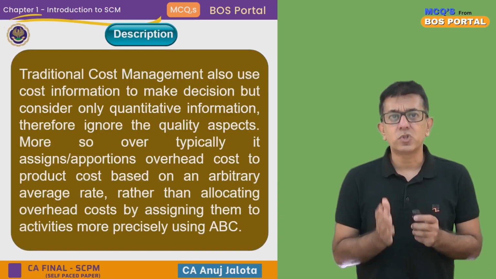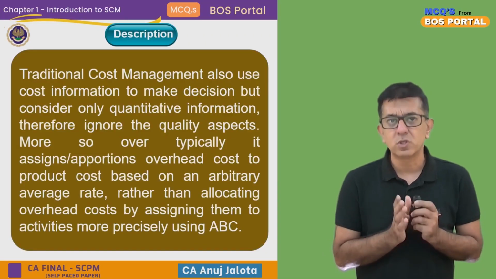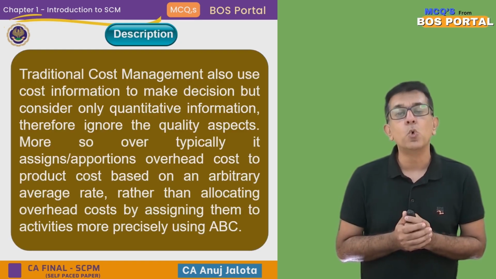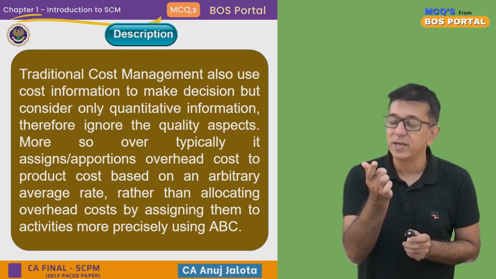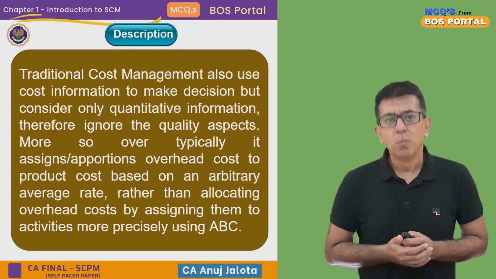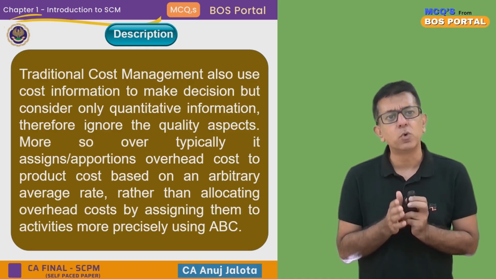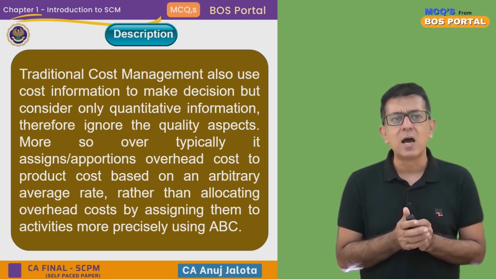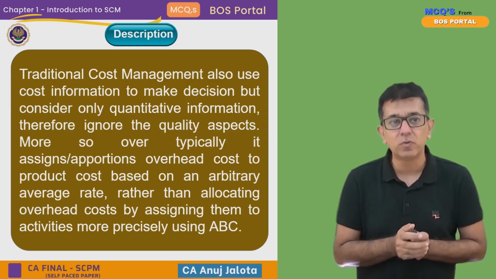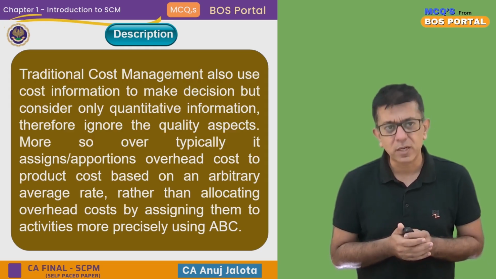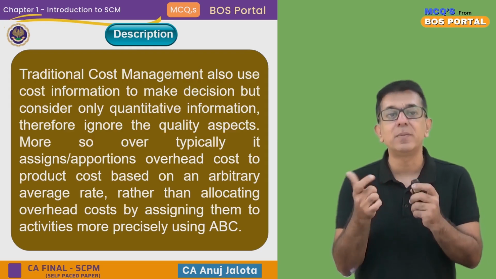ICAI says traditional cost management also uses cost information to make decisions, but only considers quantitative information and therefore ignores the qualitative aspects. That's what I told you. Moreover, it assigns the overhead cost to the products using an arbitrary average rate, something like your absorption rate, rather than allocating the overheads to the products using activity-based costing.